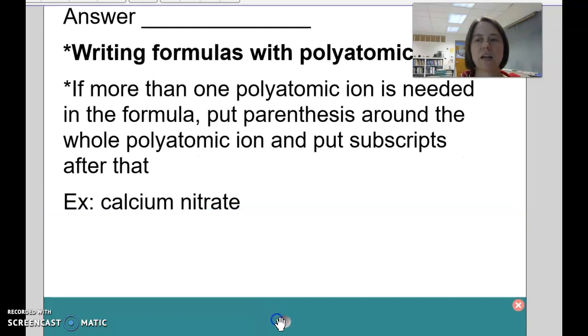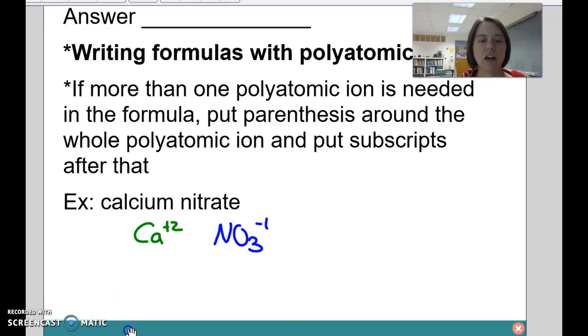So let's go with calcium nitrate. So first thing we're going to do is we're going to write down their chemical formulas, so their atomic symbols and their charges. So calcium is Ca plus 2, and nitrate, remember, is one of our polyatomic ions. It is NO3 minus 1. Okay, so we have calcium and nitrate, and so we can see that these are not going to equal each other out. So we're going to need 2 nitrates, because a -1 and a -1 would balance out our +2.